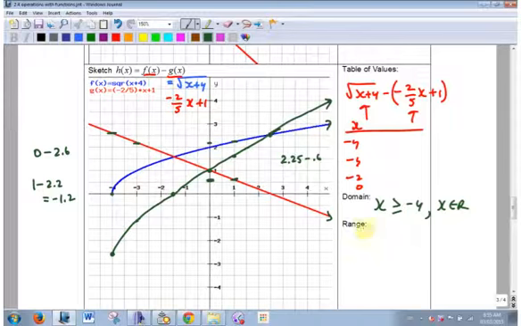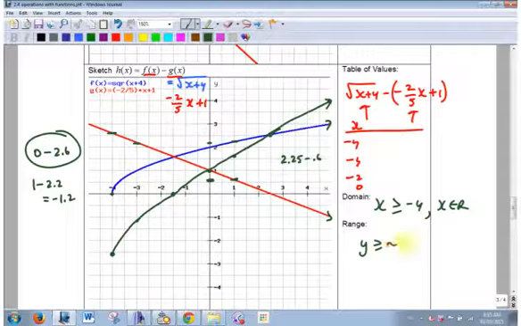And my range, what was this point again? Good thing I wrote it down. Everything greater than or equal to about -2.6, where y is all real. Okay?